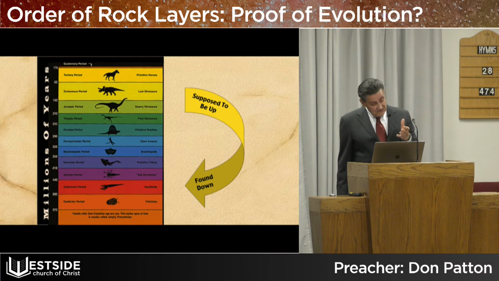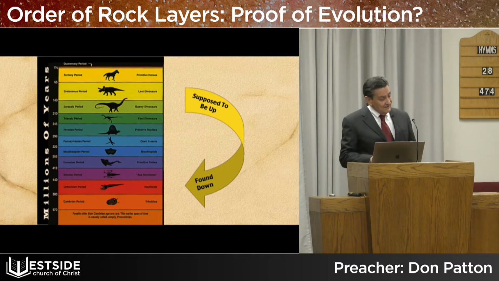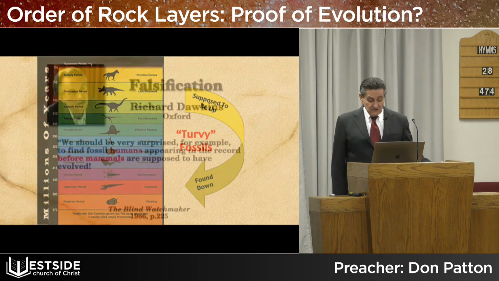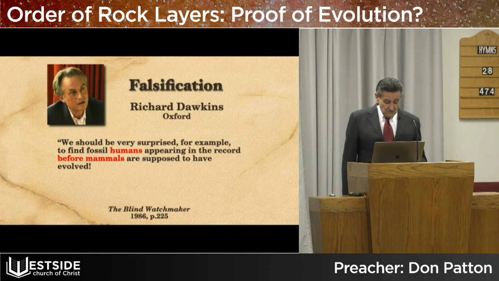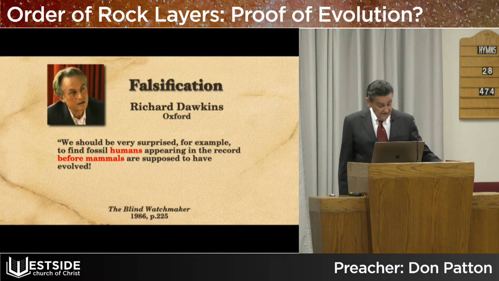The real test, though, they tell us, is the opposite. What's supposed to be up found down. Now, if it didn't evolve till up near the top, then how do you find it down? Well, you couldn't. You see, that would really be a test. This was what we'll call the turvy fossil. Notice Richard Dawkins and his description of that potential find. He said we should be very surprised, for example, to find humans appearing in the record before mammals are supposed to have evolved.